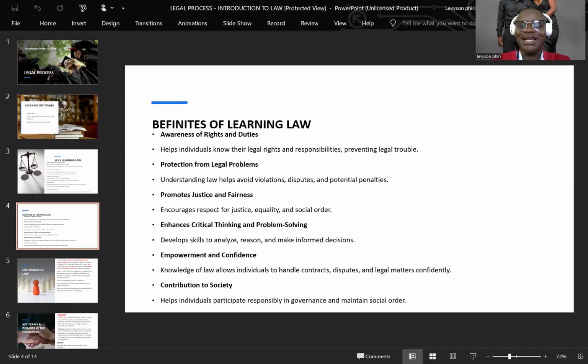Number 4, enhance critical thinking and problem solving. So you'll be able to understand this, and you'll be able to think beyond what you yourself are thinking. Empowerment and confidence, we have already spoken about this. Also contribution to society.